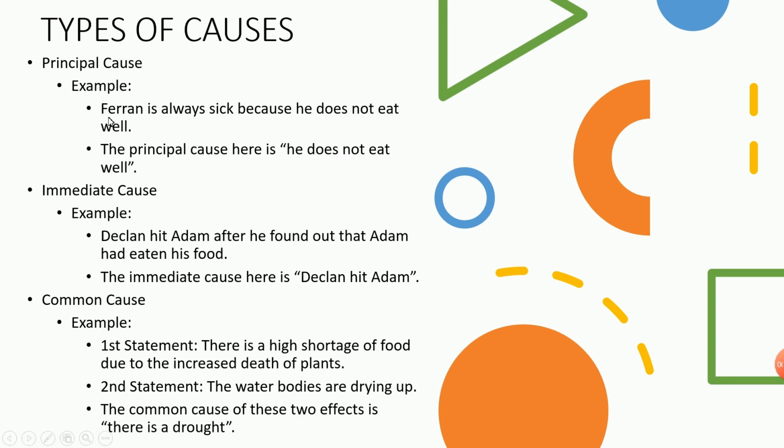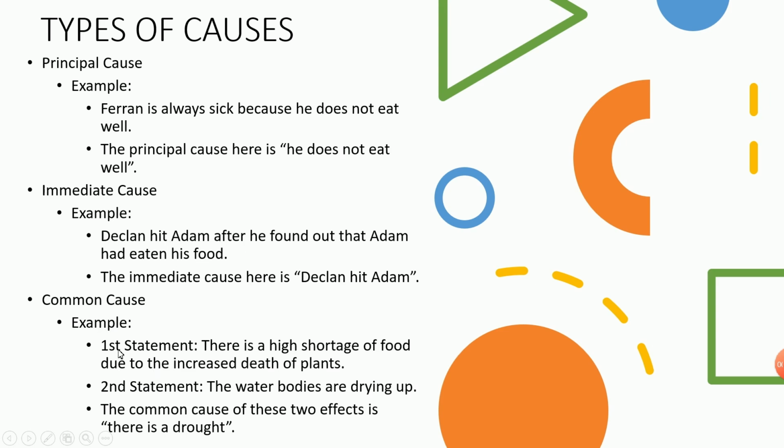In principal cause, see the example: Ferran is always sick because he does not eat well. So the principal cause is that he doesn't eat well, that's why he is sick. Next is immediate cause. Declan hit Adam after he found out Adam had eaten his food. So once he found out the problem, he immediately took action. That is the immediate cause. When Adam had eaten Declan's food, Declan hit him.